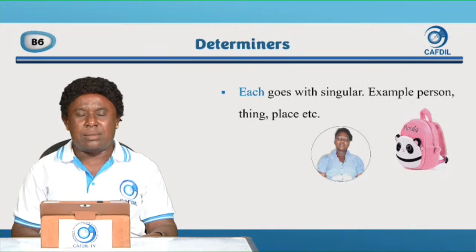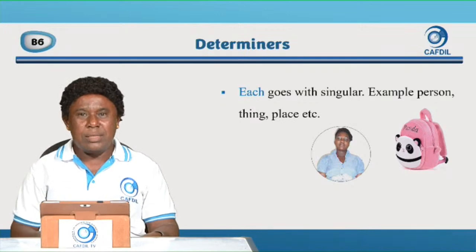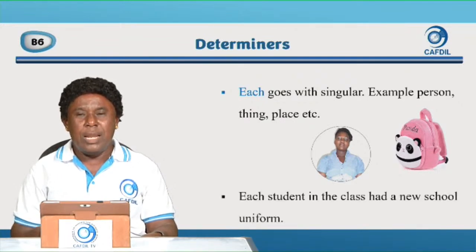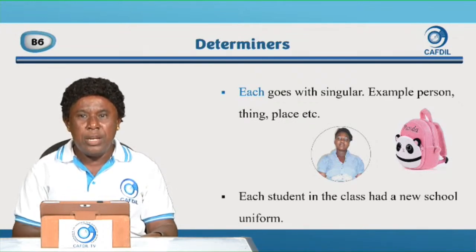Let's see the next sentence. Each goes with singular. As I told you, each talks about one person. So each goes with singular. For example, a person, thing, or a place. Let's see the sentence. Each student in the class had a new school uniform. Many children in the class. Each student, each of them, each student in the class had a new school uniform.